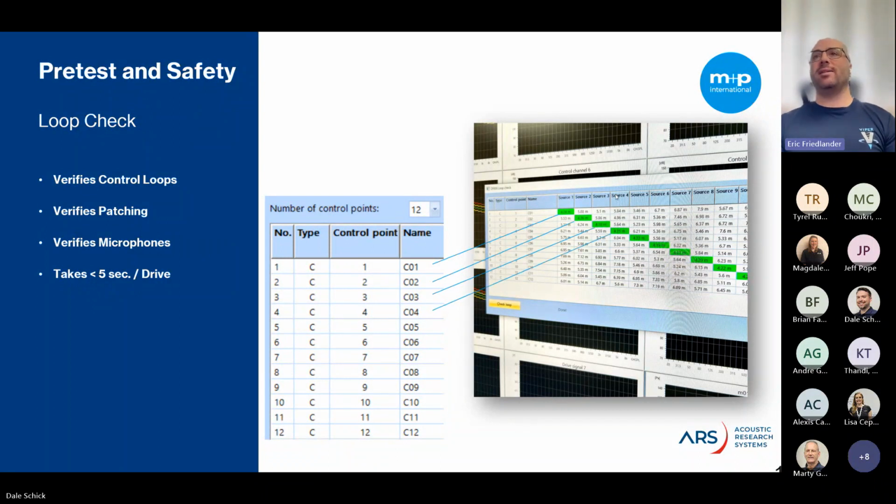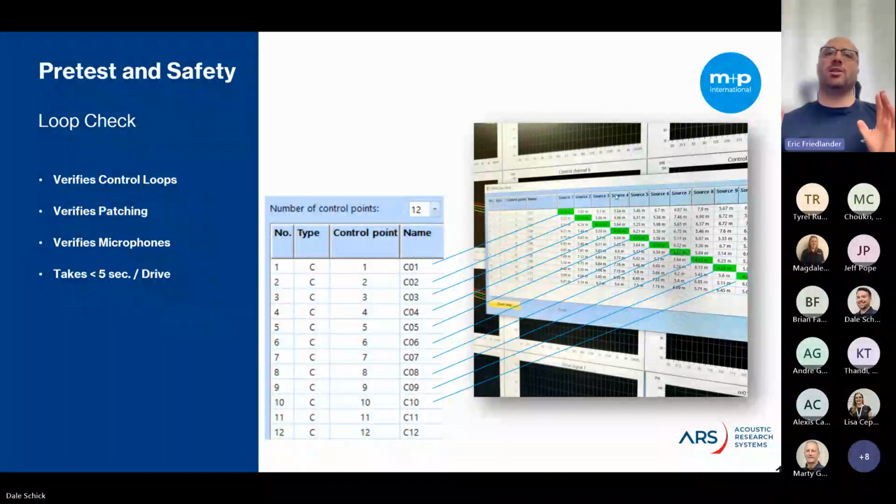So you can see there on the right, a successful loop check. Everything's green all the way down the line there. Each source has a control mic that's hearing it. And the great thing is it's a great confidence builder, not just as a pre-test verification, but also if we've got really sensitive flight hardware in the circle, the program doesn't necessarily want to just turn on and go. They want a verification the system's ready, and this allows us to provide that in under a minute.